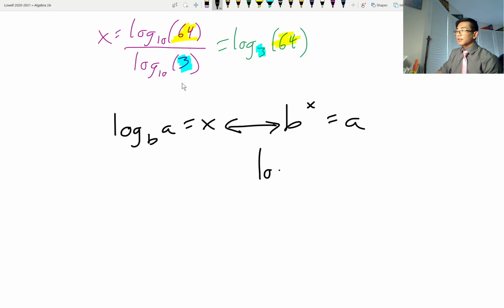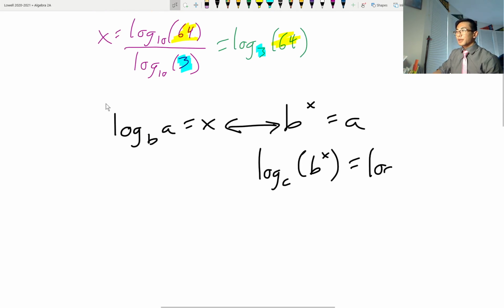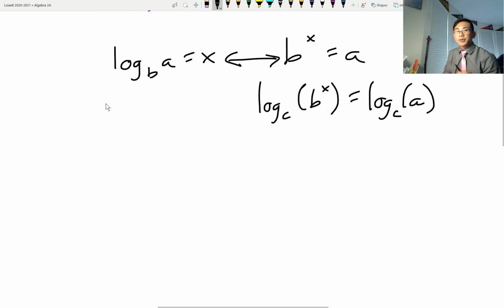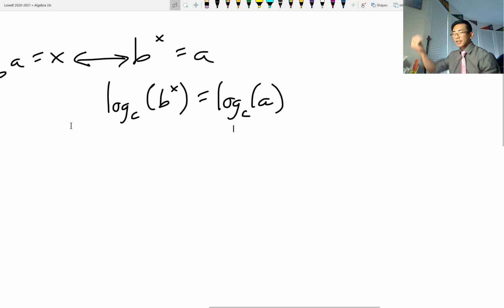So I'll take, say, log base c. Doesn't actually matter what c is as long as we take the same base logarithm on both sides. So log base c of b to the x is equal to log base c of a. And we talked about in the last video why this is okay to do. Not only does it look correct, but it should actually be mathematically correct, and we explained last video why it actually makes sense to do this.